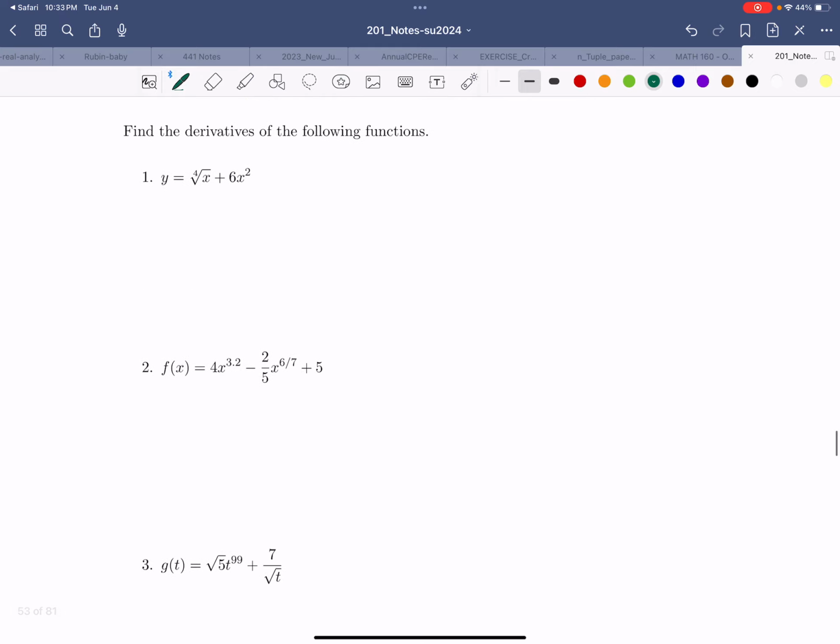All right, so let's do a couple of practice problems. y equals, now I write the fourth root of x. That's better written as x to the 1/4 plus 6x squared. So dy over dx, the derivative, is going to equal, no more limit definition in this case, right? We're going to use the power rule. So we bring the 1/4 down, x to the 1/4 minus 1, plus 6, bring the 2 down, x to the 2 minus 1.